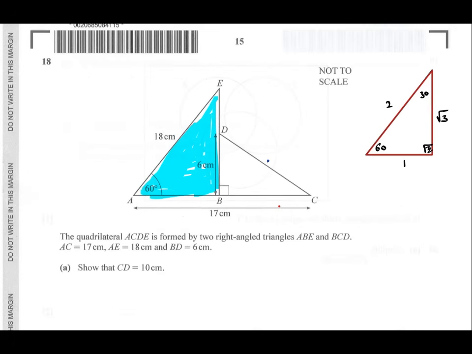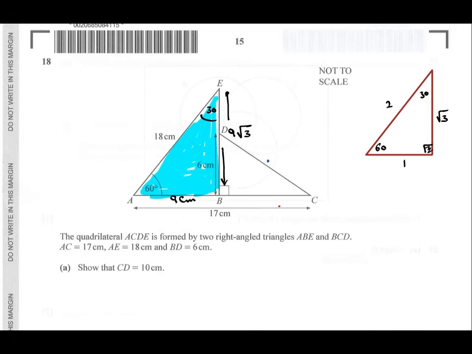If measure angle A equals 60, then measure angle E is equal to 30 degree. We can easily find the length of the other 2 sides without using Pythagoras. It's a special triangle. The side opposite to 30 equals half the length of the hypotenuse. So AB is equal to 9 centimeter. And the side opposite to 60 will equal root 3 times 9, which is 9 root 3. The total length of BE.